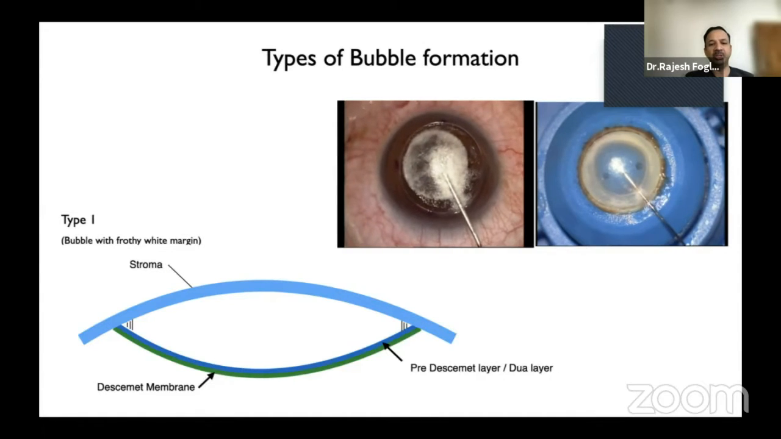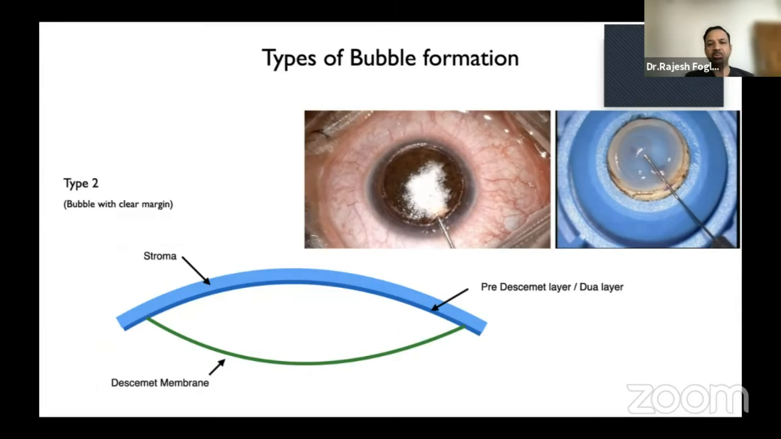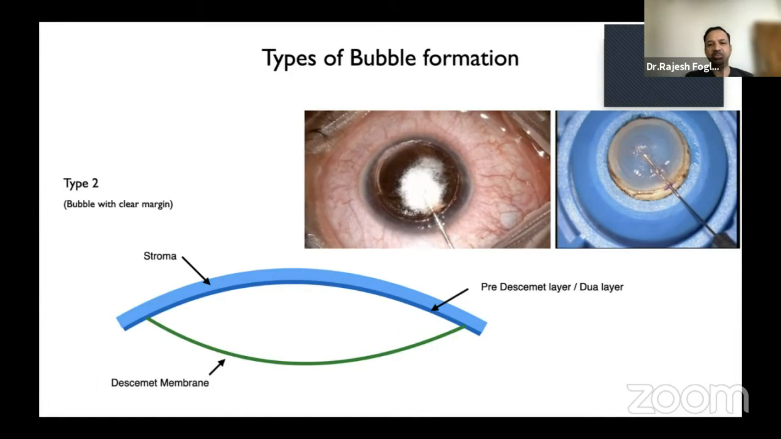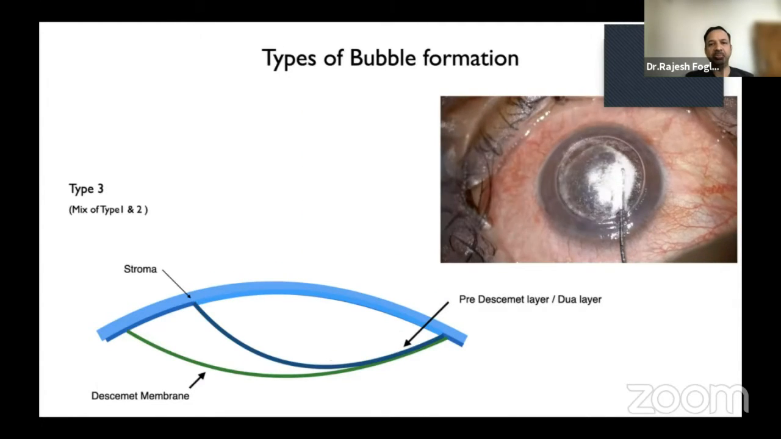Dr. Dua described the pre-Descemet layer. In a type 1 bubble, the separation is between the stroma and the pre-Descemet layer, whereas in a type 2 bubble, the separation happens between the pre-Descemet layer and the Descemet membrane. And you also get a mixed bubble, which is a combination of type 1 and type 2.